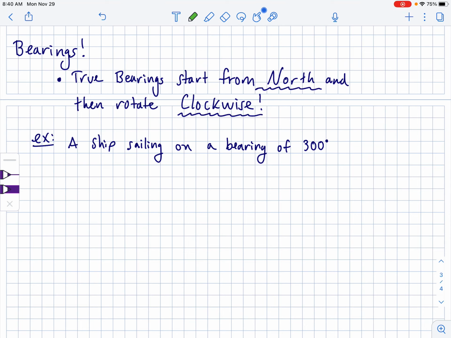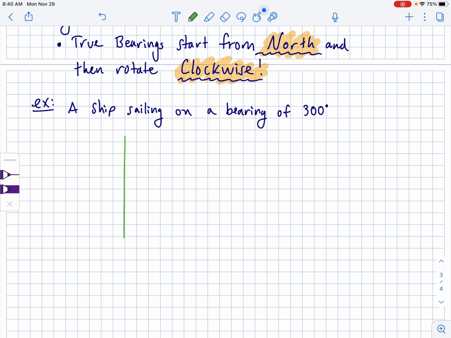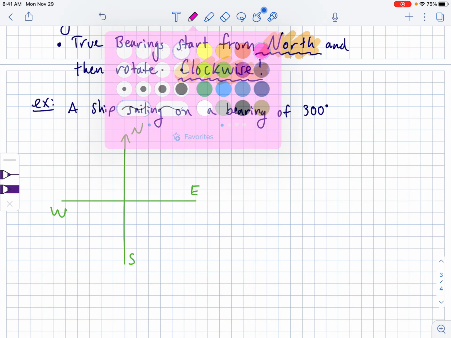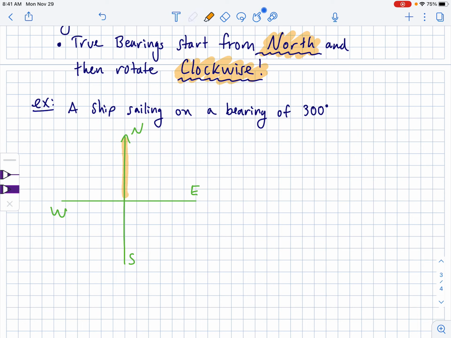Now, there's problems coming up where they're going to throw bearings at you guys. This is probably something you've never seen. True bearings always start from north on your compass rose and then rotate clockwise. So, just a quick picture of what a ship sailing on a bearing of 300 degrees looks like. Well, if I start with my compass rose, which is what? Never eat soggy waffles, or never eat shredded wheat, depending on how you were raised, on a bearing of 300 degrees. So, 300 degrees, you always start from north, and then you rotate clockwise.